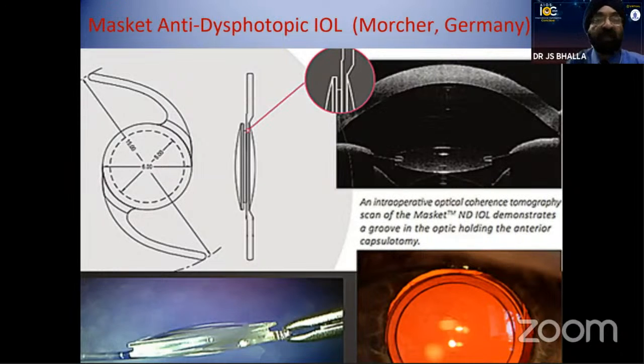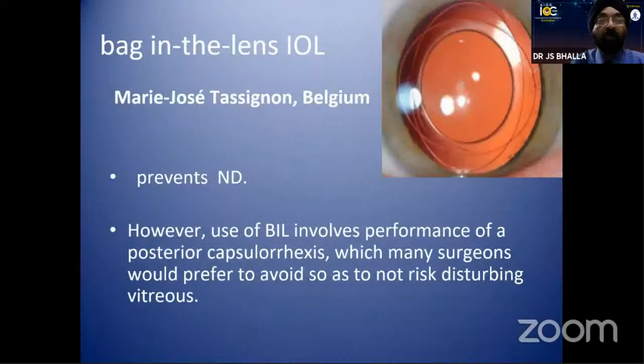Masket came up with a novel IOL, known as the anti-dysphotopic IOL, wherein they have a groove on the edge of the optic into which rests the anterior capsulorhexis rim, so that the shadow cast by the anterior capsule is no longer there, and neither is negative dysphotopsia. And this has received FDA approval also.